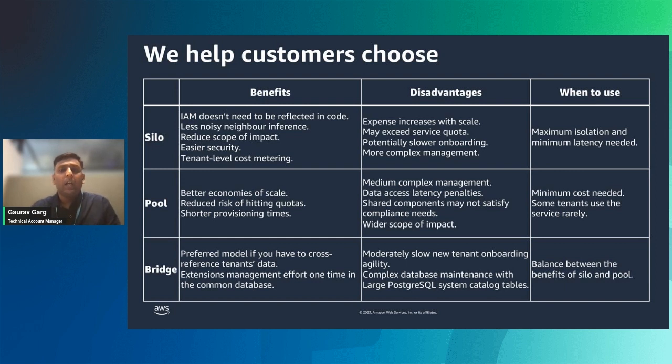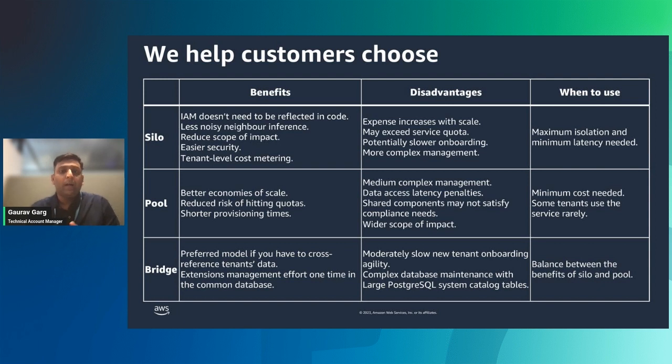So which is the most pressing concern that we have seen our customers have, right? But if you want maximum isolation and minimum latency, this is your model, and then silo is the preferred approach. Looking at the pool model, it provides better economies of scale. It reduces the risk of hitting any quotas that you may otherwise hit, and the provisioning times become shorter with this.